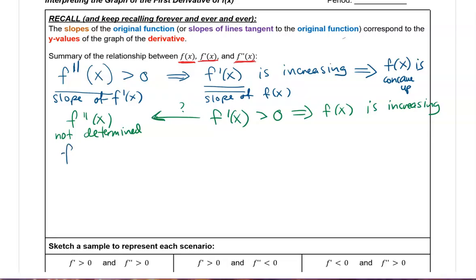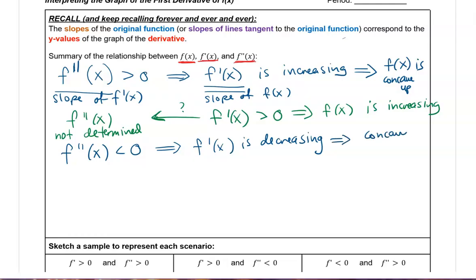And then if you look at the other part, when the second derivative is negative, that will tell us when the first derivative is decreasing, which tells us when the very original function is concave down. So all of those things are connected by the sign of the second derivative.